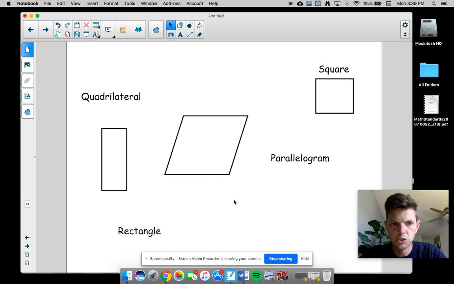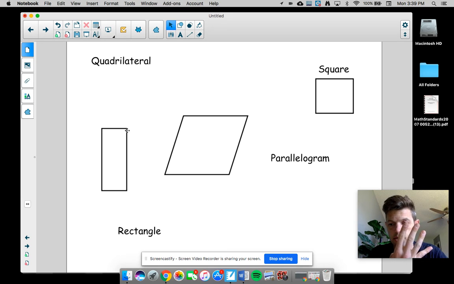We're going to talk about quadrilaterals today. We talked some about it last week, about what makes them a quadrilateral. There's different types of quadrilaterals. You learned last week quadrilaterals have four sides, okay? And all these shapes do.